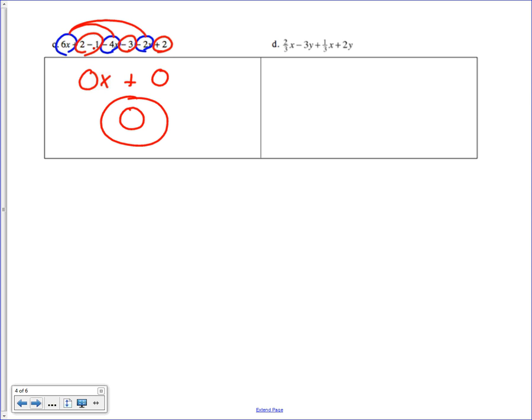For D, I have a 2/3 x plus a 1/3 x. And then I have a negative 3y plus 2y. Well, this is a whole, so I just get x plus negative 3y plus 2y is negative 1y. So the answer is just x minus y.